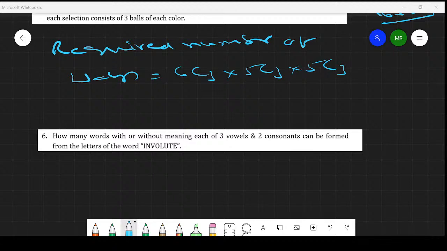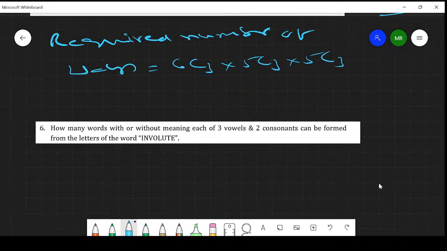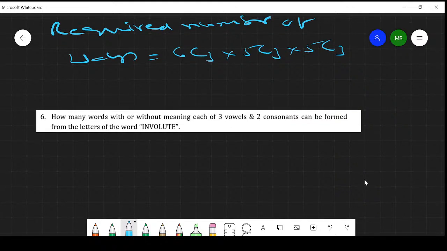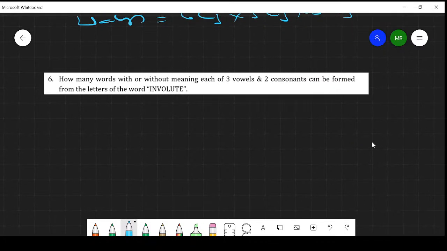CBSE will ask this type of question. It's clear now, I can complete that INVOLUTE problem. In the word INVOLUTE there are 4 vowels. They have given: how many words with or without meaning, each of 3 vowels and 2 consonants, can be formed from the letters of the word INVOLUTE.